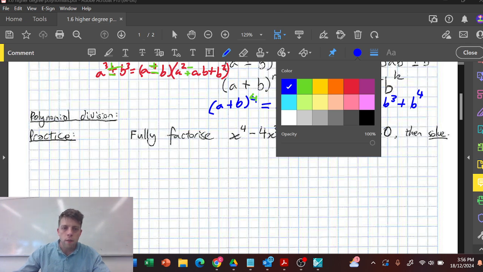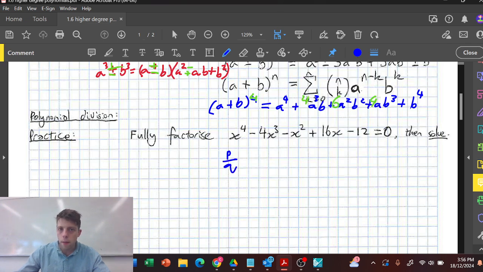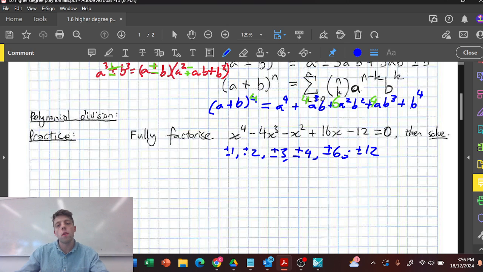We're going to be looking for factors that are equal to some p divided by some q, where p is a factor of the last number here, the constant term, divided by a factor of the leading term. Now, because this is a monic, which means the coefficient out here is just 1, we only have to consider factors of negative 12. So the possible options for rational roots in this case are just going to be plus or minus 1, plus or minus 2, because 12 divides by 2, plus or minus 3, plus or minus 4, plus or minus 6, and plus or minus 12.